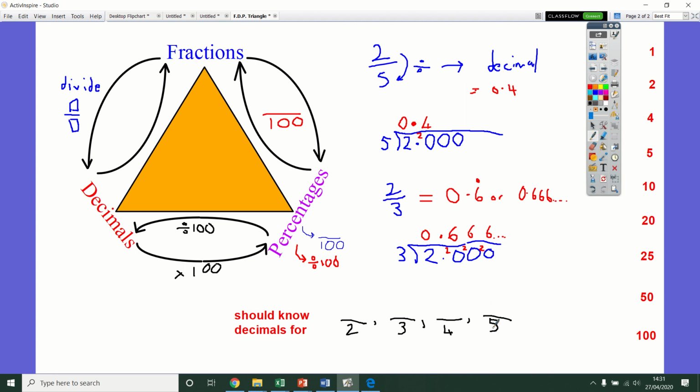So what are all the fifths as decimals? 1/5, 2/5, 3/5, 4/5, 5/5. What are all of those? And same for the others. Decimals to fractions, I think I might come on to another time, but for now, you've got enough to get you around this triangle diagram without too much hassle.